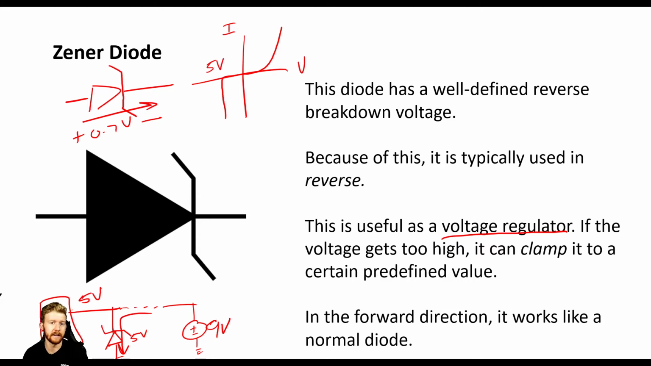Okay, so these guys are actually really useful in the forward or in the reverse direction. In the forward direction, they act like just a normal diode. You could use them if you wanted to, except they're going to have that Zener breakdown, which may not be desirable for your case.